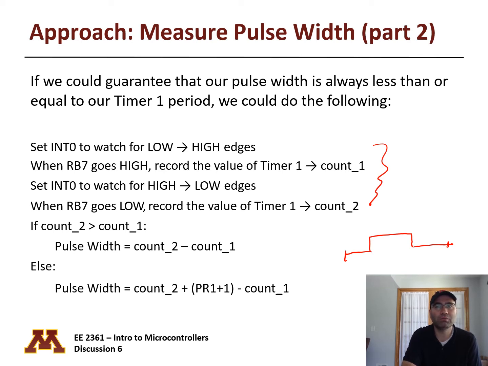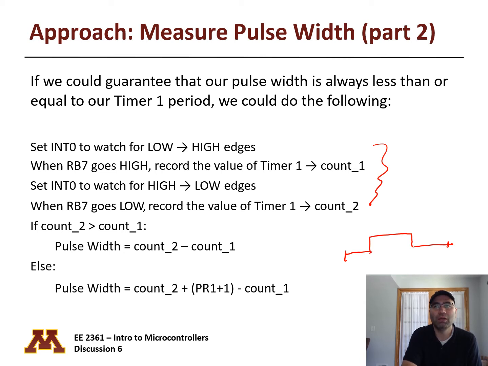Obviously, again, count 1 is the first detection, and count 2 is the second detection. First we detect from low to high, then we detect from high to low, right?